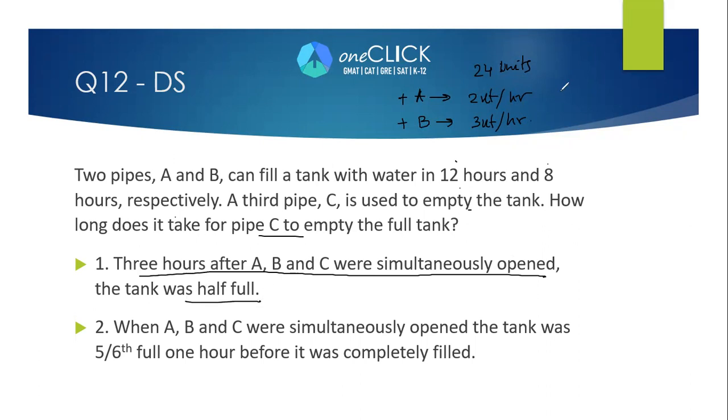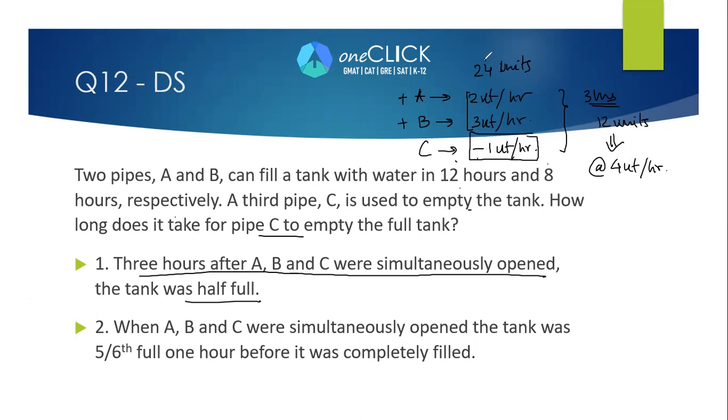So that means in 3 hours, they have filled up 12 units. That means they are filling up at the rate of 4 units per hour. But as you can see here, they have filled up 5 units per hour, right? At that rate. So that means there's something which is reducing the value. So that means C must be -1 units per hour. Once we have this, we have the answer.